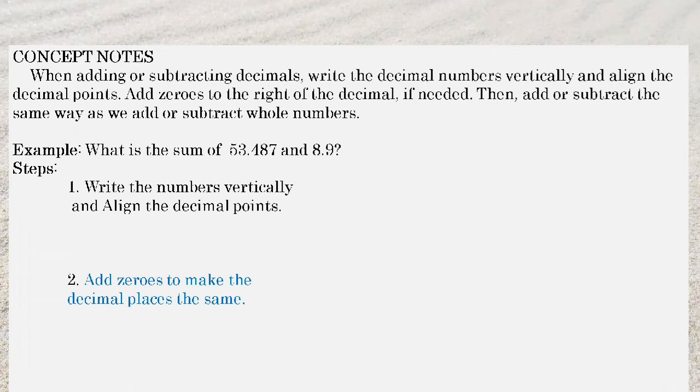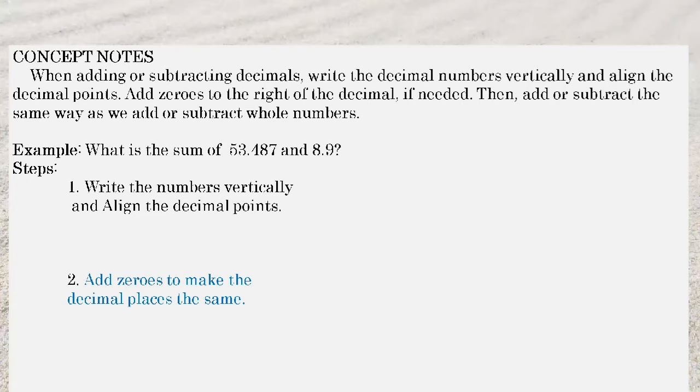So, ibig sabihin, if our decimal number is not the same sa ating second given, or hindi sila pareha na tatlong decimal number, dalawang decimal number, then we are going to add 0 to the right para same number of decimal sila. Then after that, we are going to add or subtract the same way as we add or subtract whole numbers. Ibig sabihin, kung pag nag-a-add or nagsasubtract tayo ng whole numbers, we start with the rightmost digit, then same with our decimal numbers.